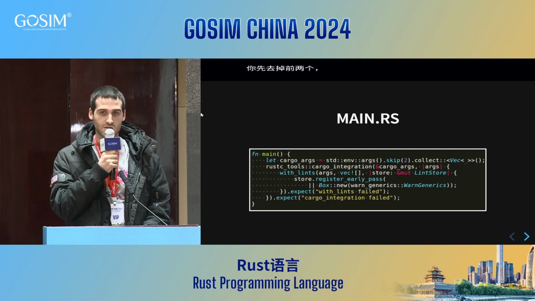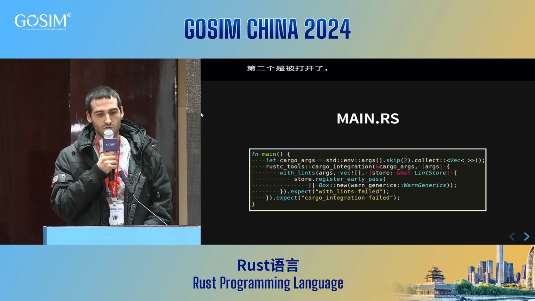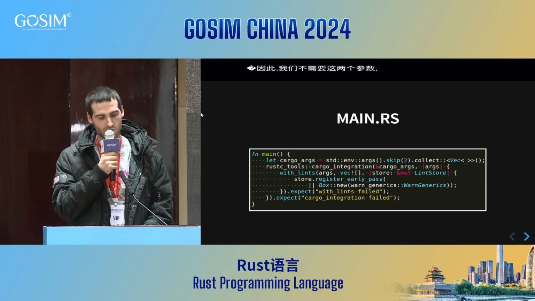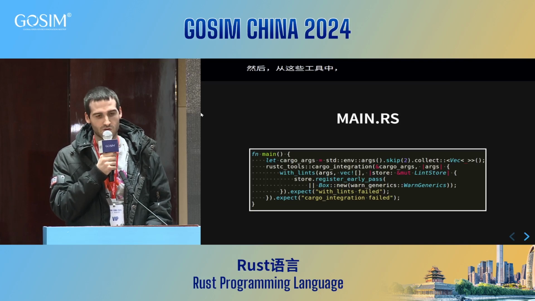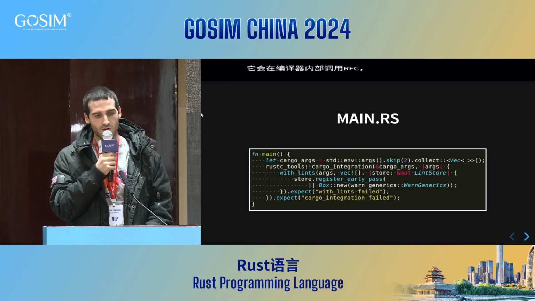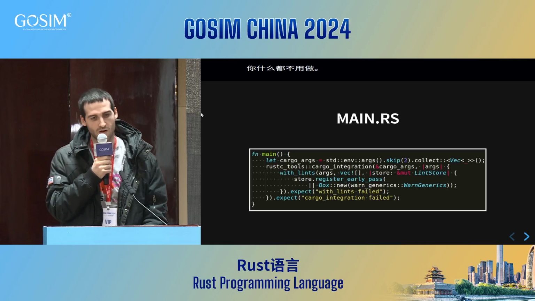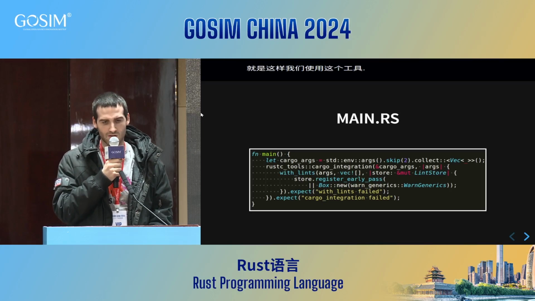Then from Rust tools, you simply call cargo integration. It will call inside Rust and compile everything and provide all information. You don't need to do anything. That's why we use this crate. Then it takes a closure. Once it's done compiling and everything, you will be able to finally say, okay, I'm registering a lint. Please do that, and when you're done, in here we say, okay, this is done with lints.